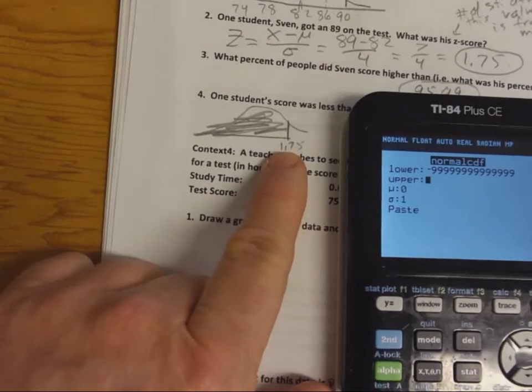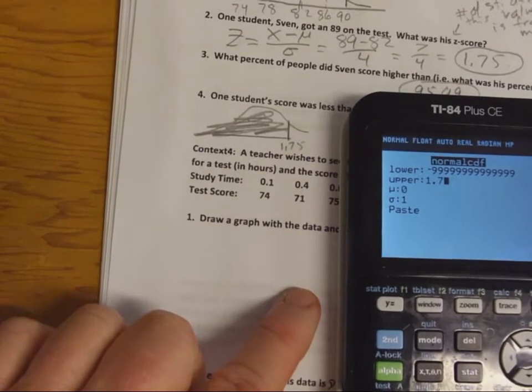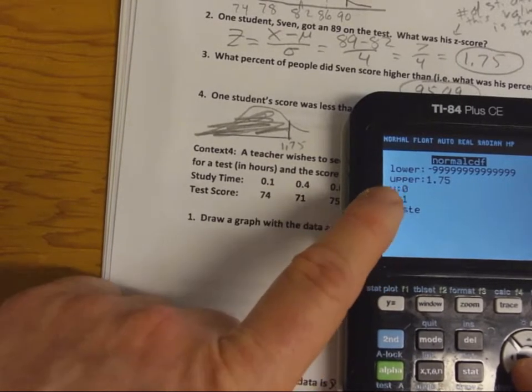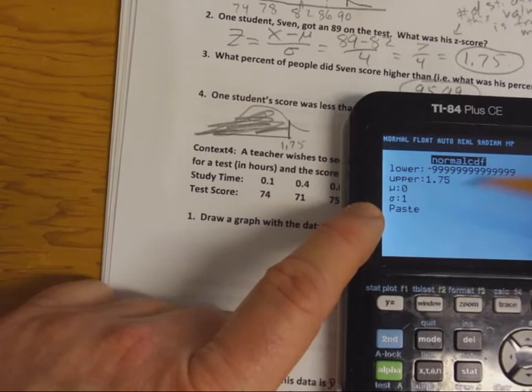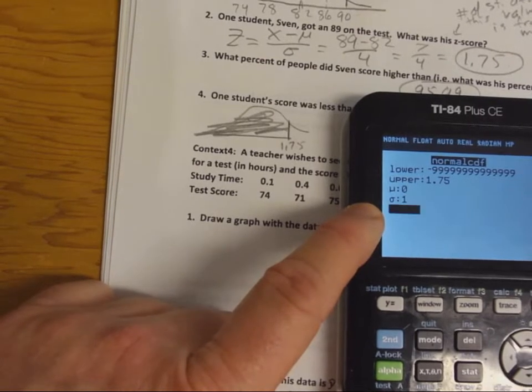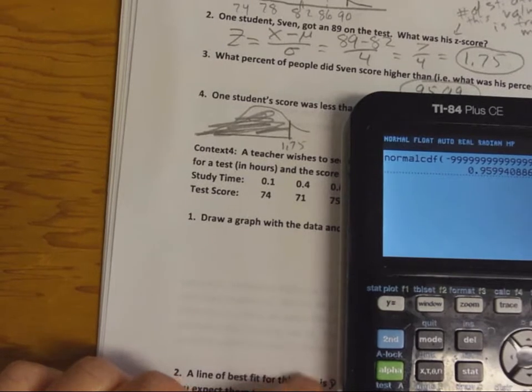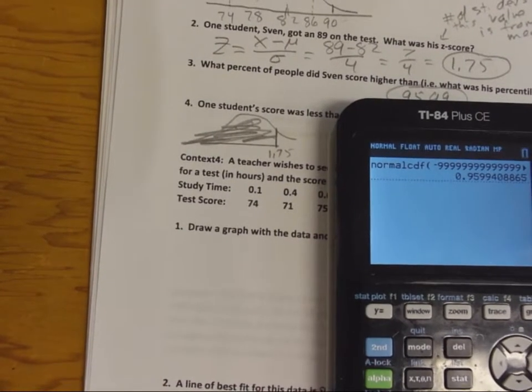My upper value is 1.75. And then my mean is 0, standard deviation of 1 for a standard normal curve. That is, mu is my mean, sigma is my standard deviation. And then I hit enter. And there we go. And so, of course, that's the value we got off of our table.